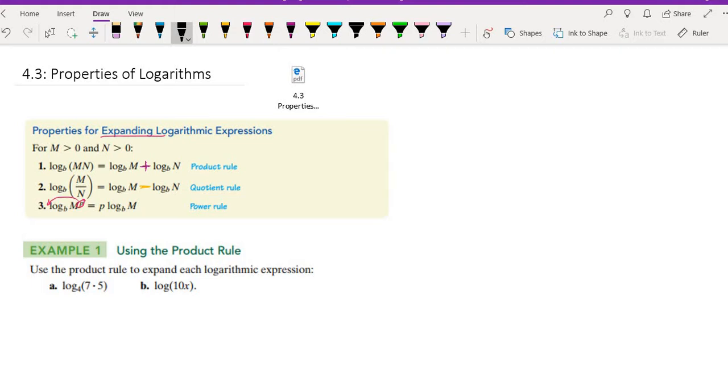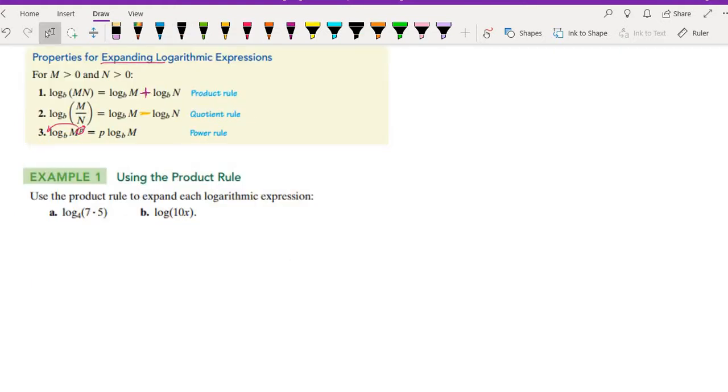Example 1, use the product rule to expand each logarithm expression. So we know we have to use this product rule, right? Let's go ahead and look. We have part A, log base 4 of 7 multiplied by 5. The word tells you expand. That's why we're not going to multiply them.